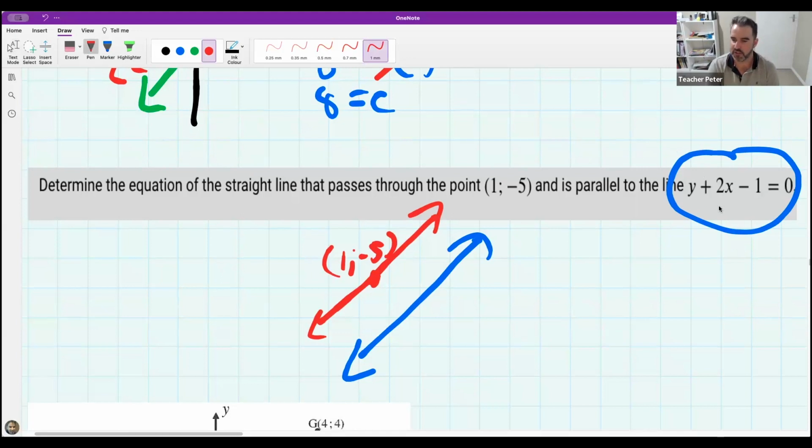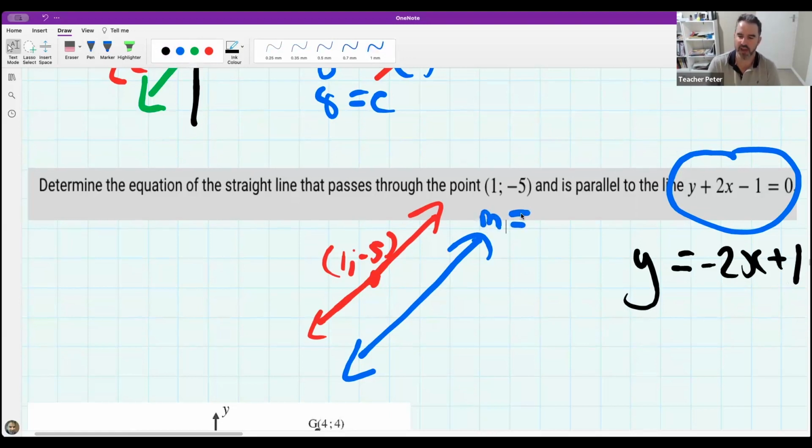I think I don't know what the gradient of the blue line is. If I put this in standard form, then it would be minus 2x plus 1. What is the gradient of the blue line? Actually it looks wrong. I've drawn it the wrong way around. The gradient is going to be negative 2. In reality, the line actually is facing the other way, but it doesn't matter for now.